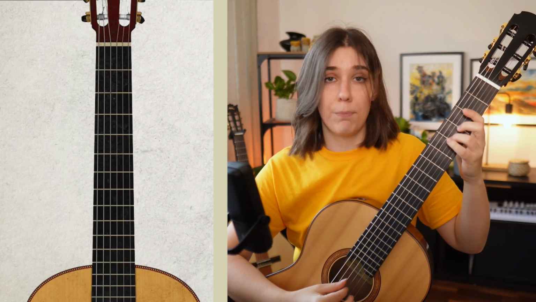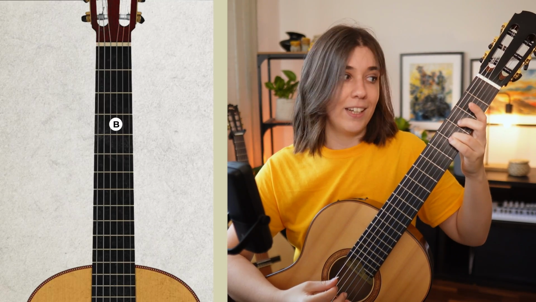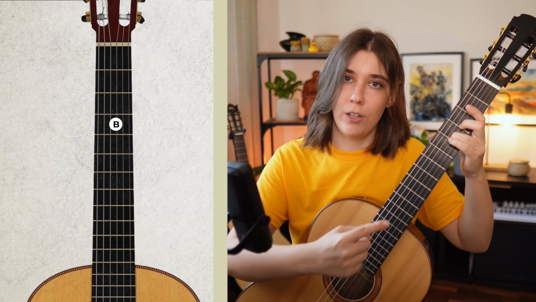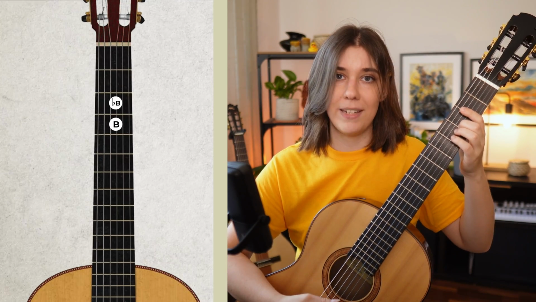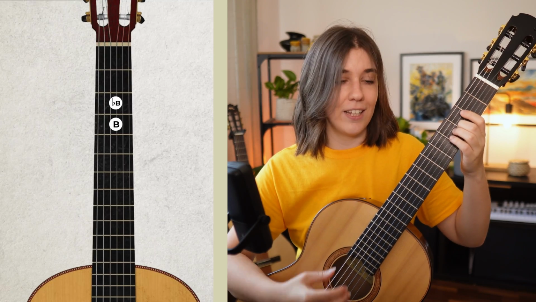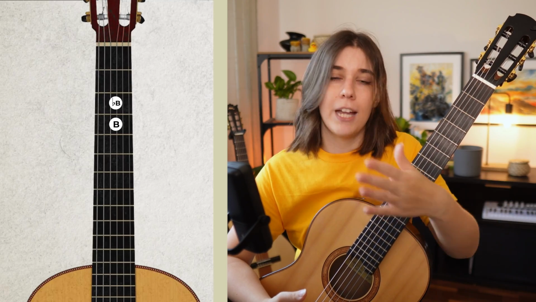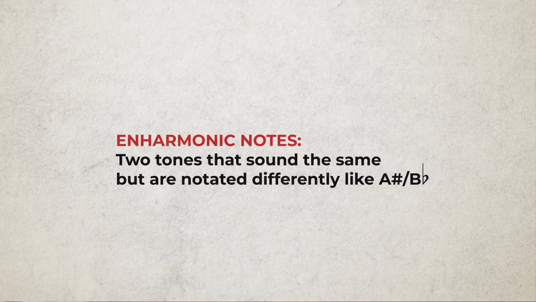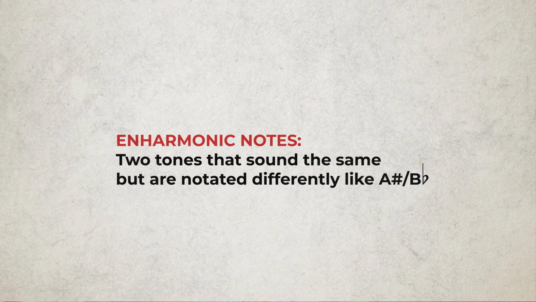But if this is our B, then our B flat is going to be one semitone lower. So basically here. And this means that A sharp and B flat are going to be in the same position. And now in short, they are essentially the same note or the same pitch on the guitar, but named differently depending on the musical context.